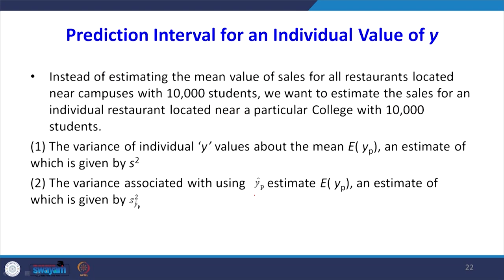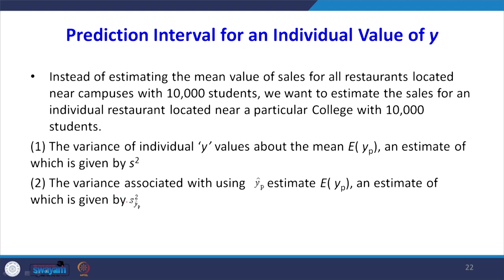Okay. Now we will go for the prediction interval for an individual value of y. Instead of estimating the mean value of sales for all restaurants located near campuses with 10,000 students, we want to estimate sales for an individual restaurant located near a particular college with 10,000 students. So when you go for predicting the y value for an individual restaurant, two components of variance have to be added. One component is the variance of individual y values about the mean value of yp, which is given by s square. The other is the variance associated with using y hat p as an estimate of the expected value of yp, which is given by s square y hat p.